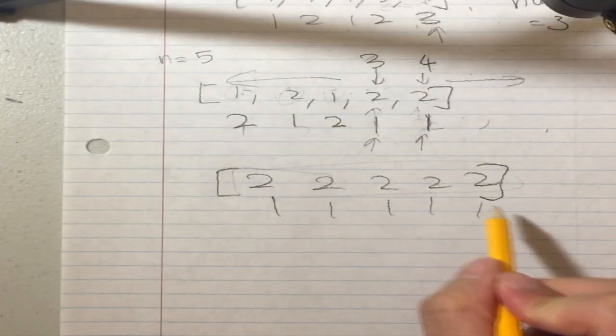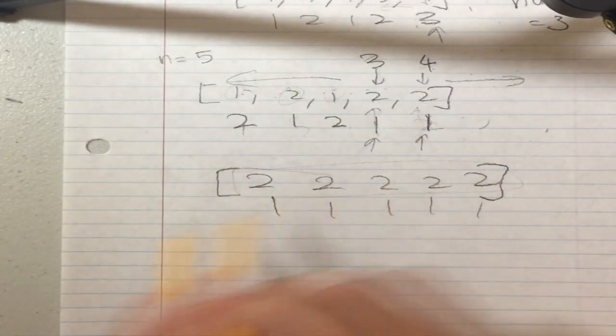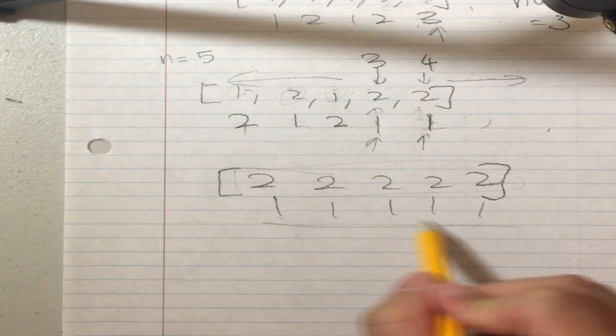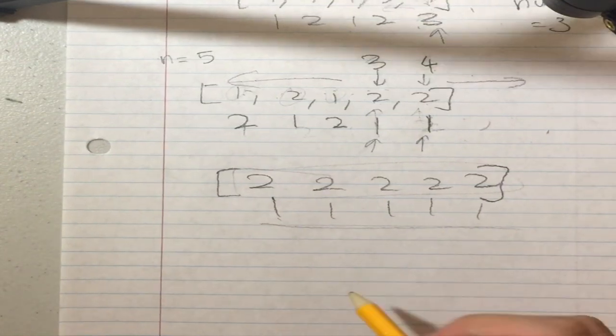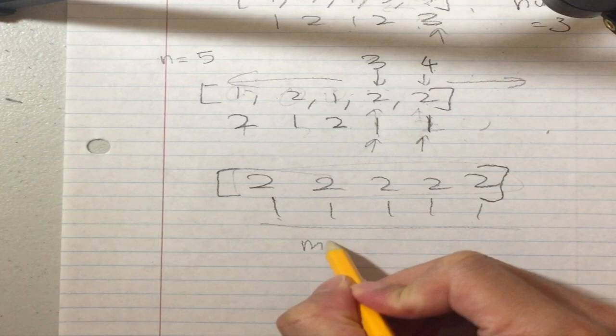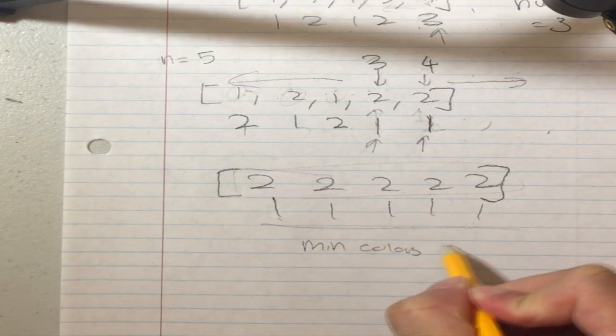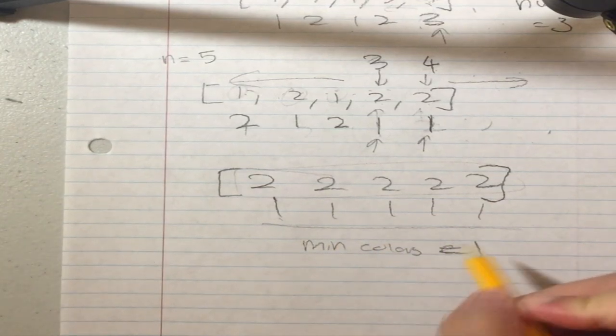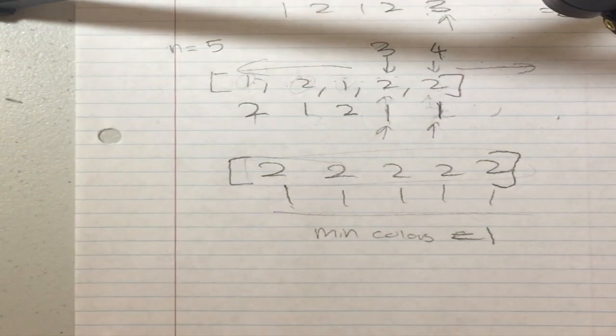So, same figures, exactly the same type, I could just put them all as 1-1-1. And so, the minimum number of colors is 1. So, min colors is 1. Okay, so I forgot to explain that to you guys.